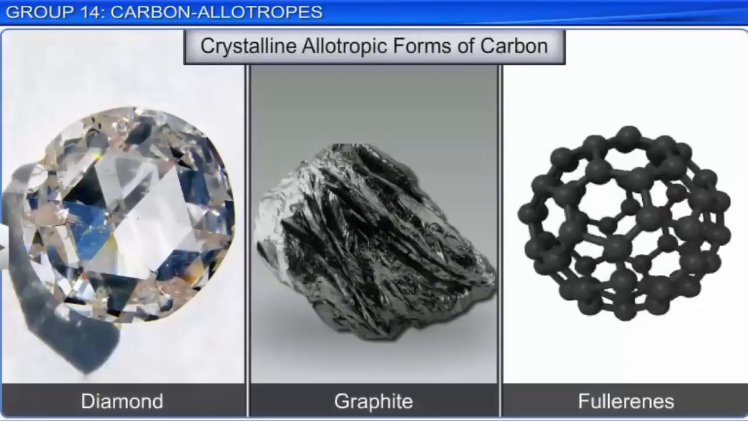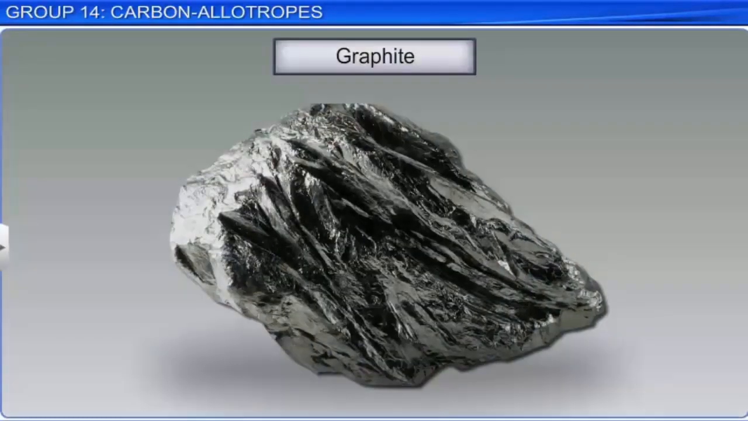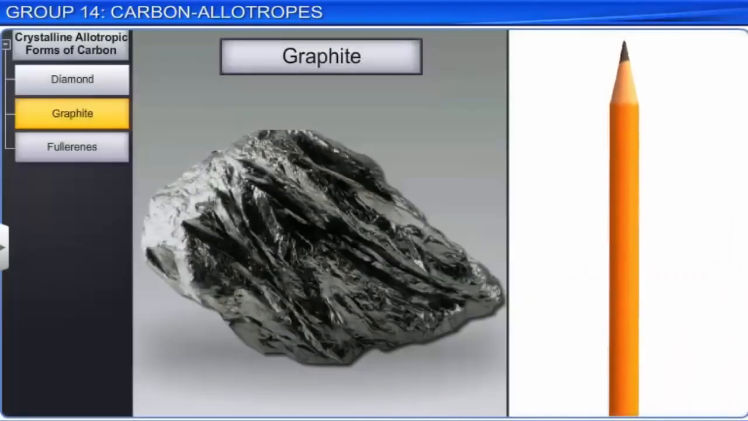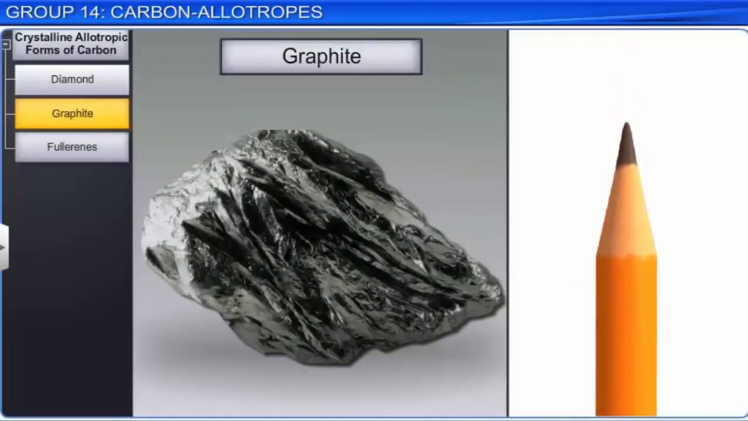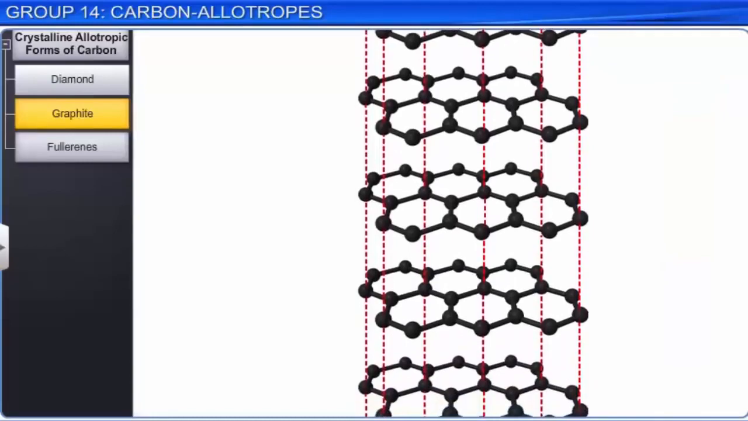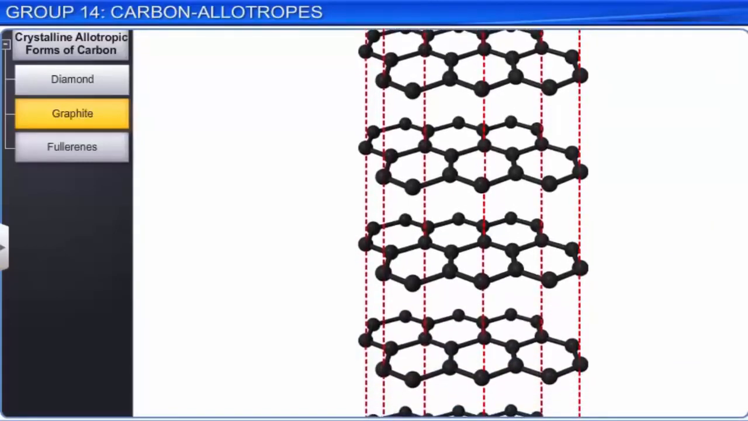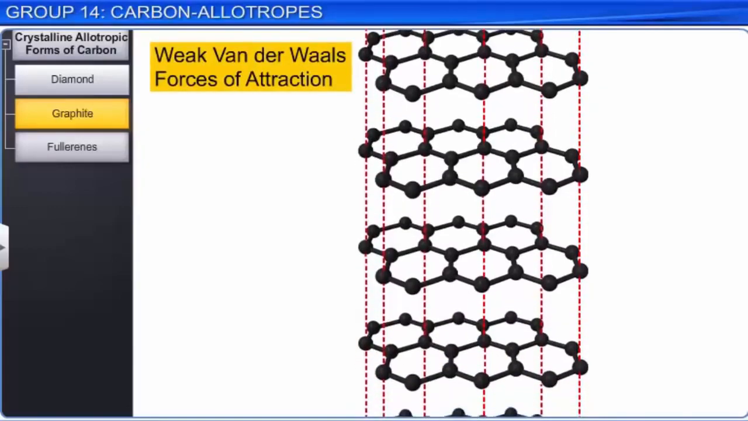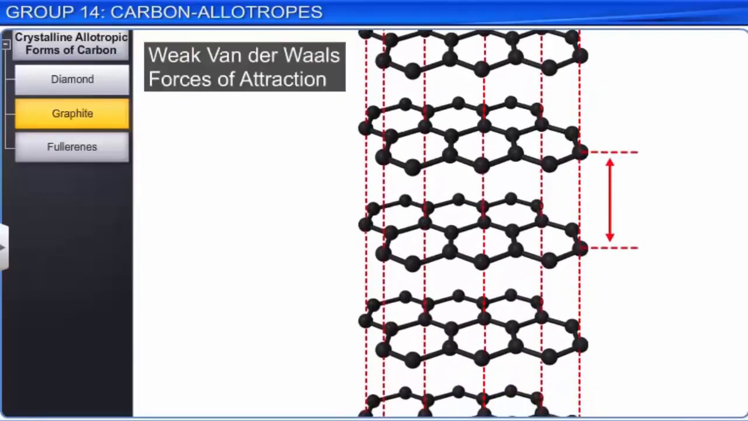Another important allotrope of carbon is graphite. You are probably most familiar with this form of carbon for its use in pencils. Despite the name, pencil leads are actually made of graphite. Graphite has a layered structure. These layers are held together by the weak van der Waals forces of attraction. The distance between any 2 successive layers is 340 picometers.